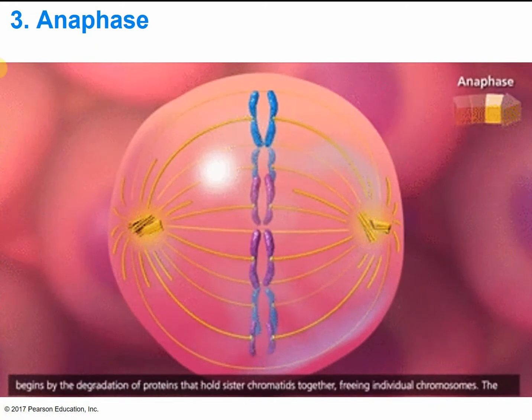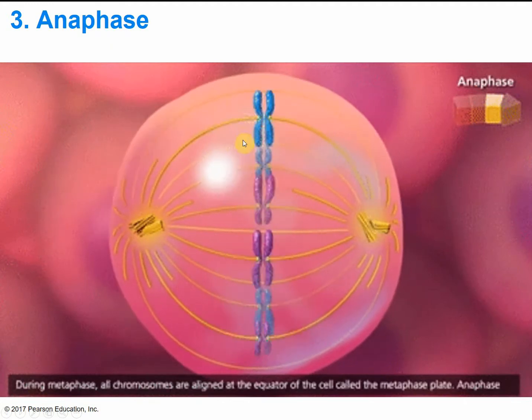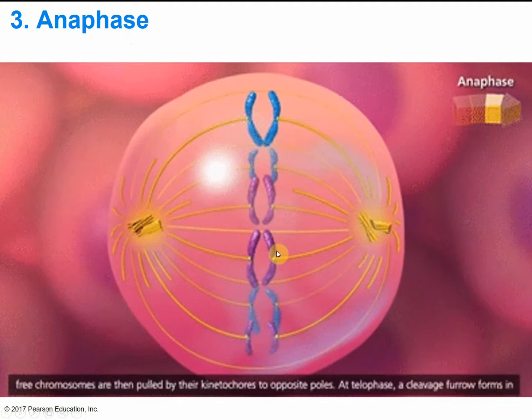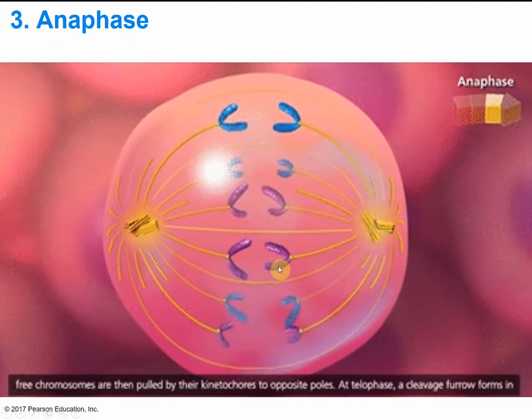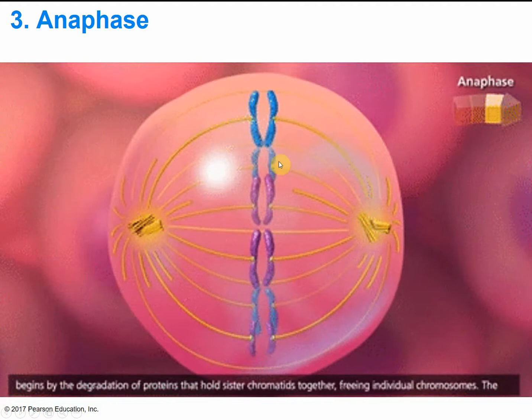Step 3 is anaphase. Right? So anaphase is when the spindle fibers are now going to retract and separate the chromosomes, right? Pulling them to opposite ends of the cells. Right? So remember A for anaphase, A for apart. So this is when they're pulled apart. So metaphase, M, they're in the middle. Anaphase, now they're being pulled apart.